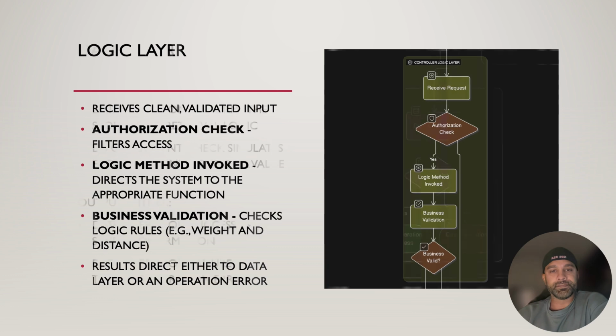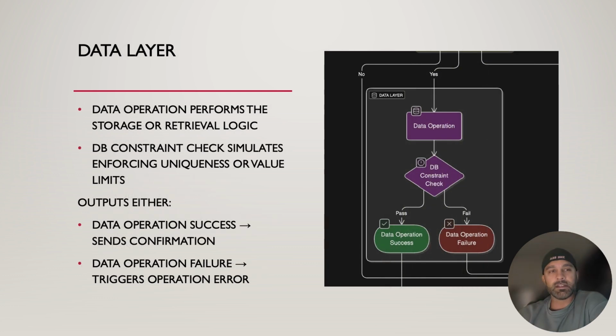My favorite layer, the data layer. Here the data operation performs the storage or retrieval logic. Also the database constraints check simulates enforcing uniqueness or value limits. Once that process is done, it outputs two options. It's either data operation success, which sends a confirmation, or data operation failure. It's going to trigger operation error.